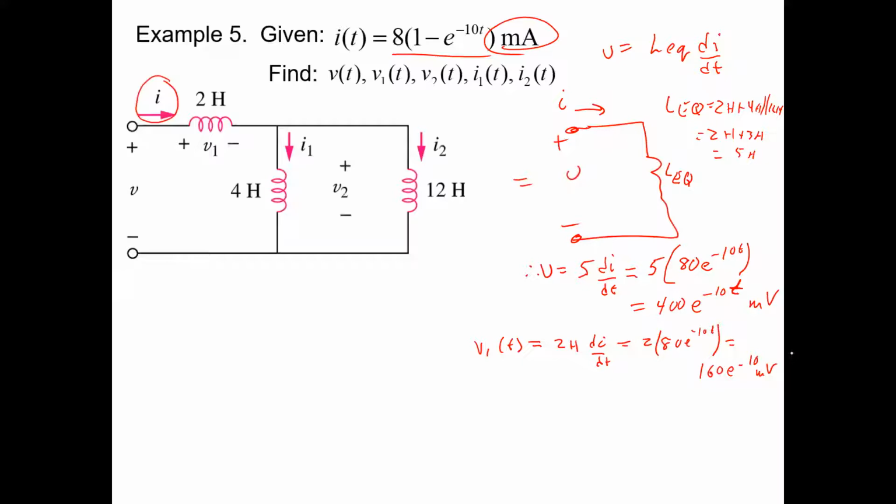Now we've got functions of time for our currents and our voltages. Keep track of those things. And if v1 of t is 160, what is v2 of t? What does v2 of t have to be by inspection? 240, right? Yeah, it's got to add up to 400. So 240 e to the minus 10t millivolts.